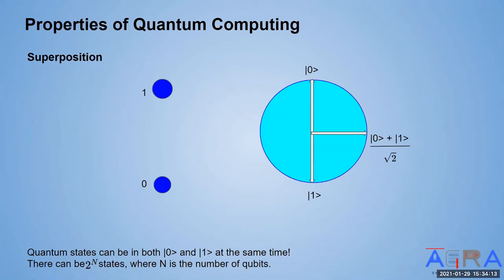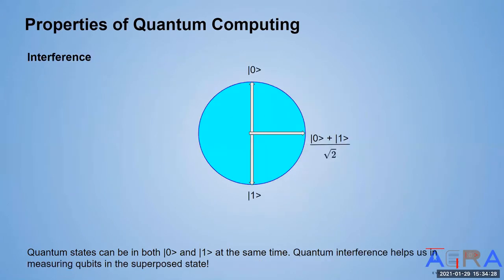So if you have n qubits, then you have 2 to the power n states. On the left, you can see the classical bits 0 and 1. They are limited, restricted. But quantum states are not limited. They can be in superposition.